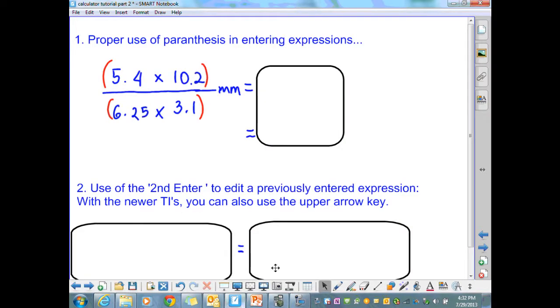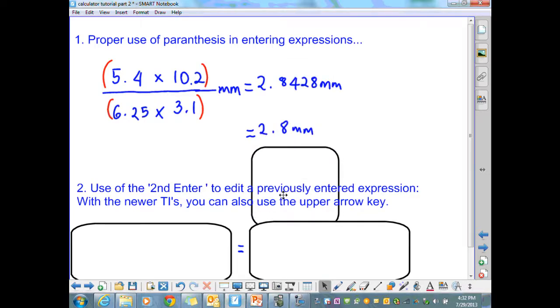So to the correct significant figures, we should be using two significant figures, and the answer can be rounded as 2.8 millimeters in this case.